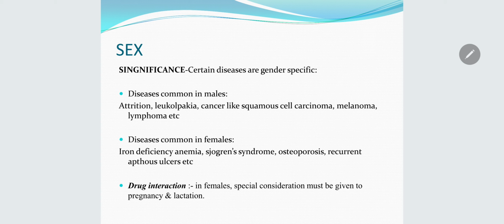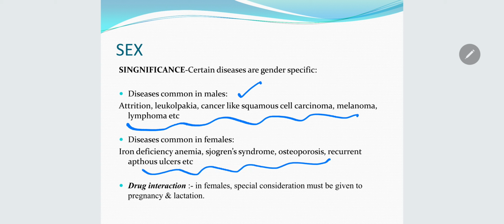Sex, what is the significance here? Because we will see gender specific diseases. If you see, these are the diseases which are common in males, and these are the diseases common in females. Gender is also important because of drug interaction. Usually in females during pregnancy, many of the drugs are contraindicated, and during lactation there are many drugs which have a special drug interaction. So hence the gender specification is also a very important thing here.